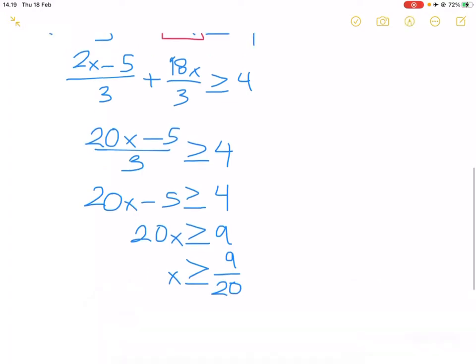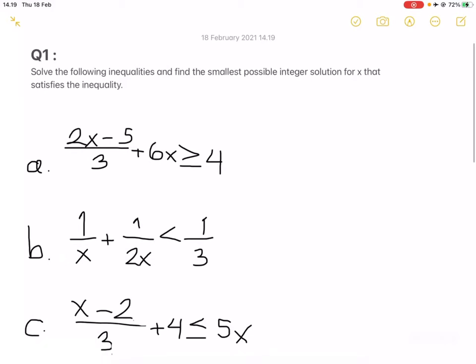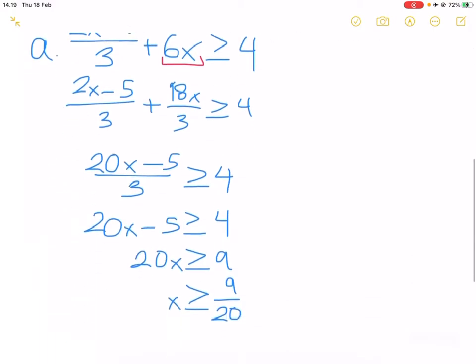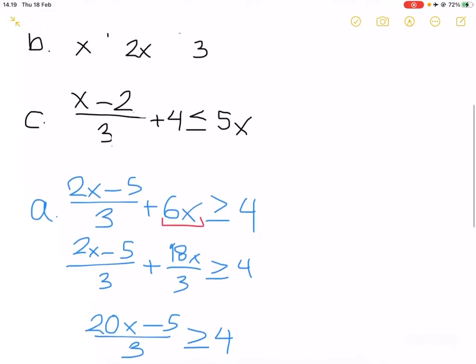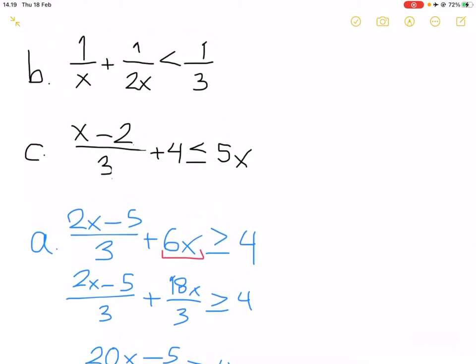Alright, so we have reached this point. We need to find the smallest possible integer solution for this. And notice that 9 over 20 is less than 1, which is the next integer, which is in fact the smallest integer that satisfies this inequality. If you're not sure about whether 1 is a solution, you can just plug it back into the inequality.